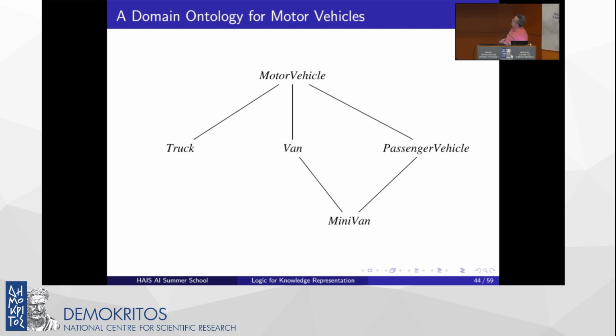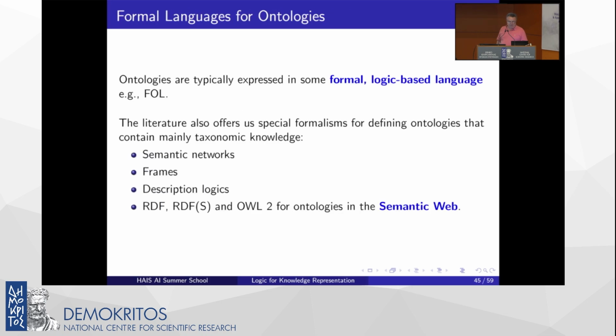One can use graphical notation for ontologies. So if we want to talk about motor vehicles, for example, we have a class motor vehicle, and truck is a motor vehicle, van is a motor vehicle, passenger vehicle is a motor vehicle, and then a minivan is a van and a passenger vehicle at the same time. And we can build such hierarchies, and such hierarchies are useful in biology, in the science, in many application domains.